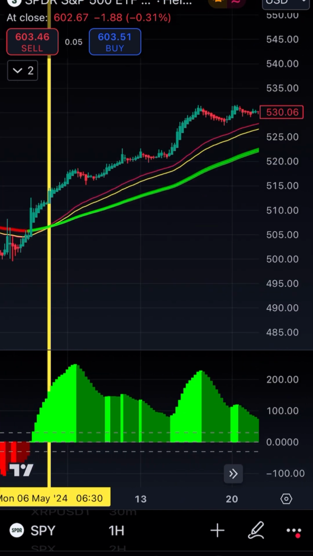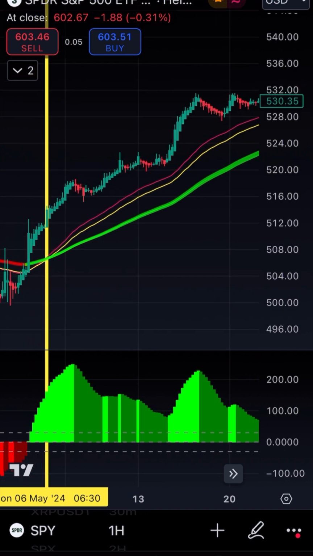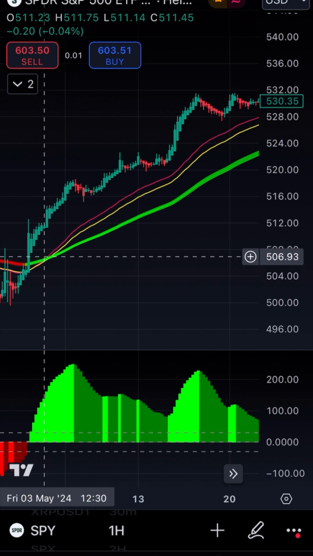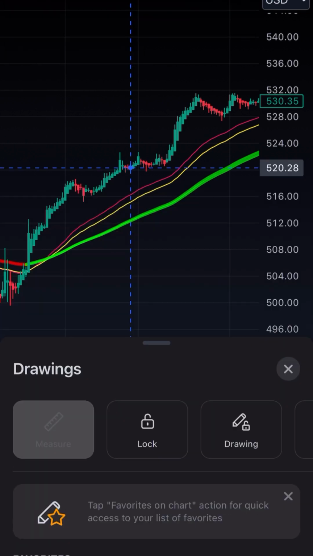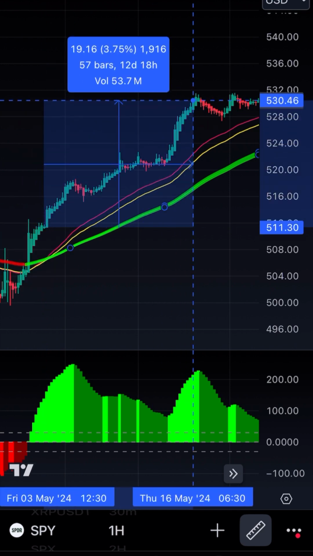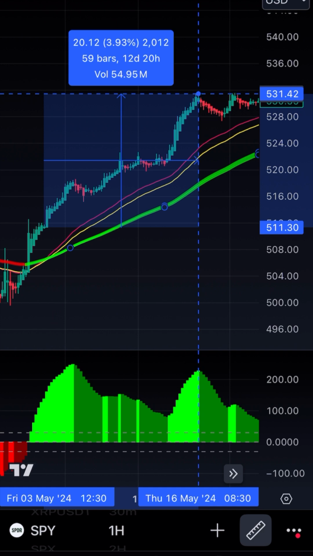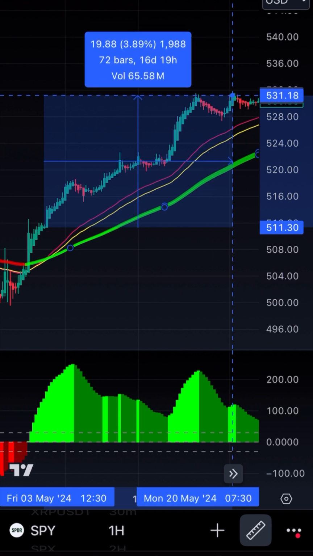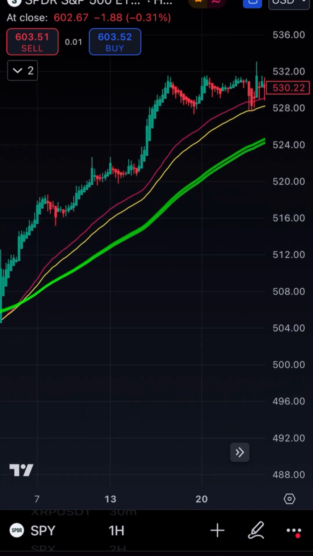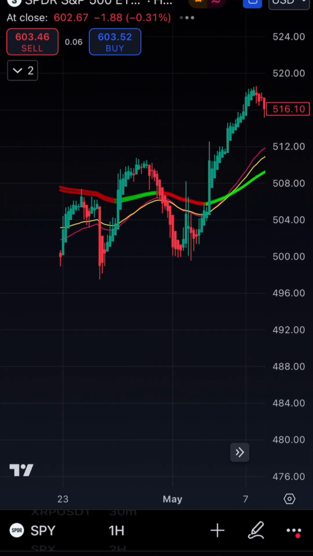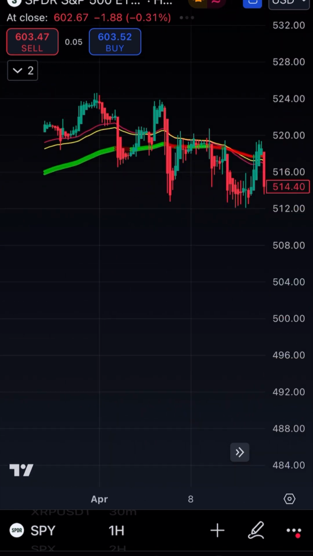Yeah, here we go. I think I have a couple more we'll look at. So this next cross happened at, let's see, May 3rd. So if you came in right here and rode this out all the way up to the top, or till right about here, this is a $20 difference in price. In 16 days, you made about $2,000 right there. So that was about May 3rd. See if we'll have another one.